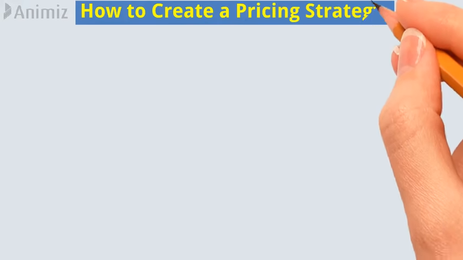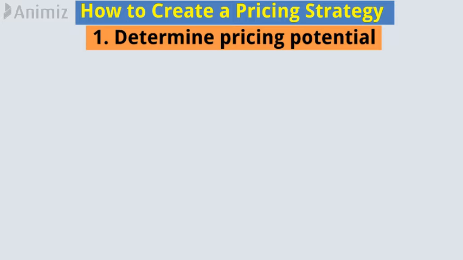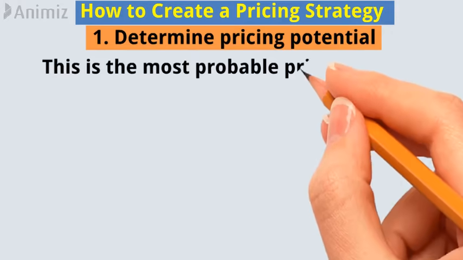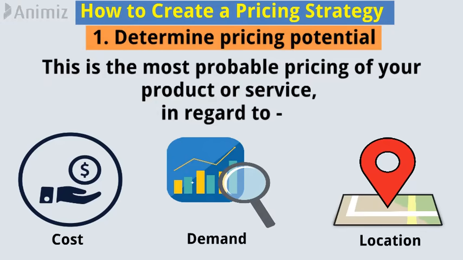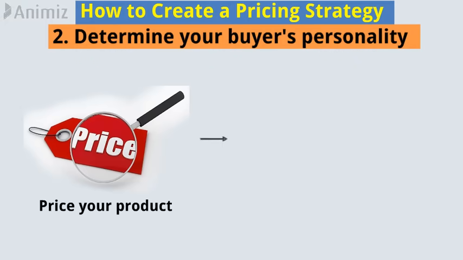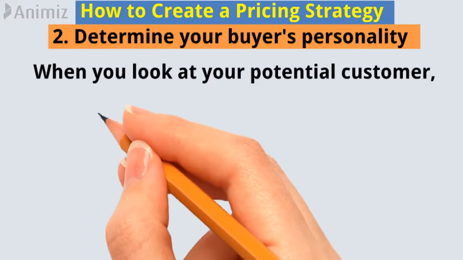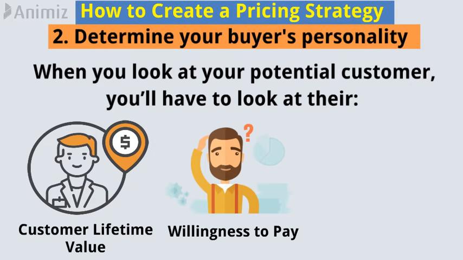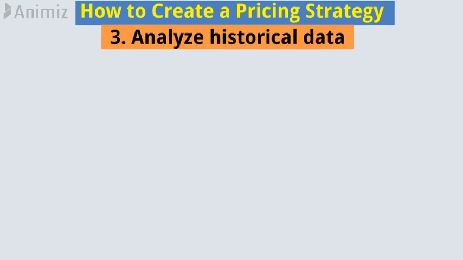Let's discuss how to create a pricing strategy. 1. Determine pricing potential. First of all, you need to evaluate your pricing potential. This is the most probable pricing of your product or service in regard to cost, demand, location, etc. 2. Determine your buyer's personality. You have to price your product according to the type of buyer persona that's looking for it. When you look at your potential customer, you'll have to look at their customer lifetime value, willingness to pay, and customer pain points.